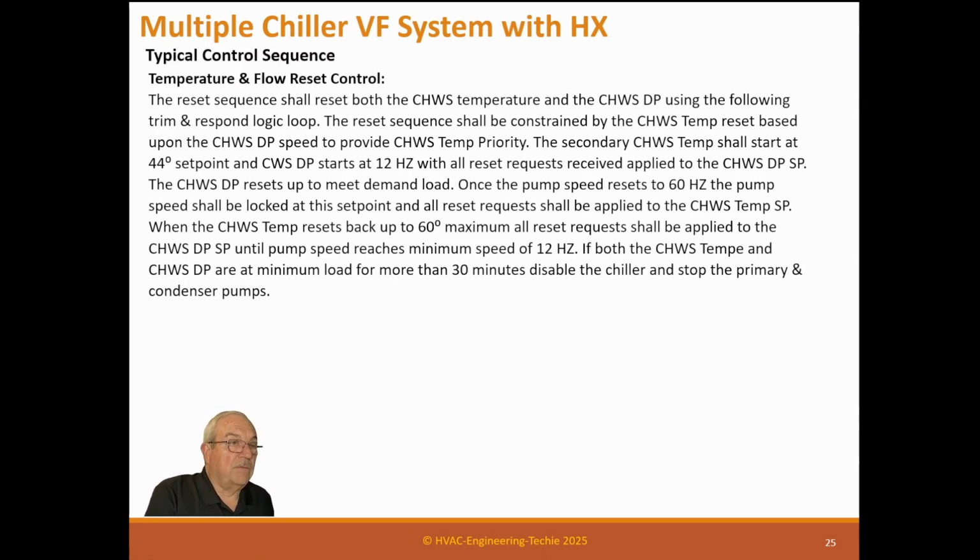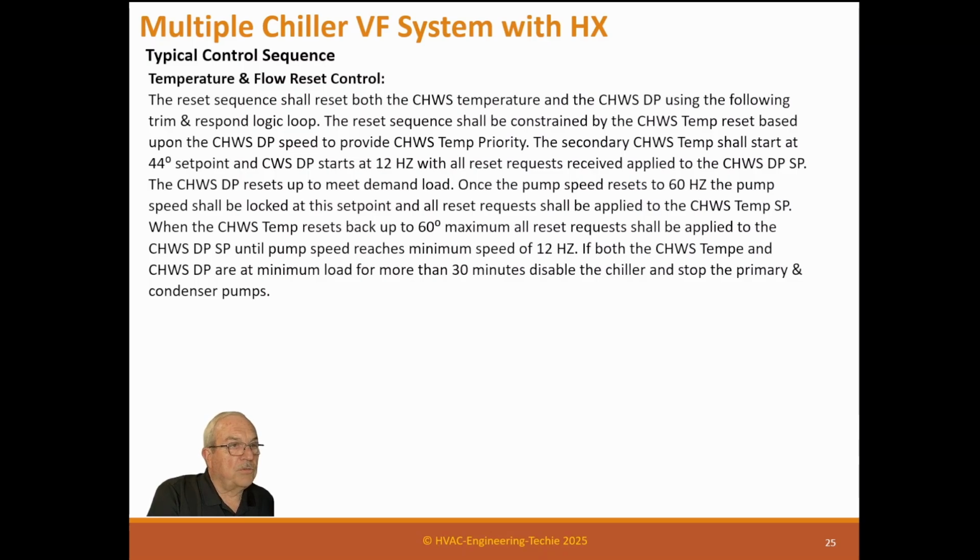Temperature and flow reset control. So we're going to do the same thing we've done for the others. The reset sequence should reset both the chill water supply temperature and chill water supply differential pressure using the following trim and respond logic loop. The reset sequence should be constrained by the chill water supply temperature reset based upon the chill water supply differential pressure speed to provide chill water supply temperature priority. The secondary chill water temperature shall start at a 44 degree set point and chill water supply differential pressure starts at 12 hertz, with all reset requests applied to the chill water supply differential set point.